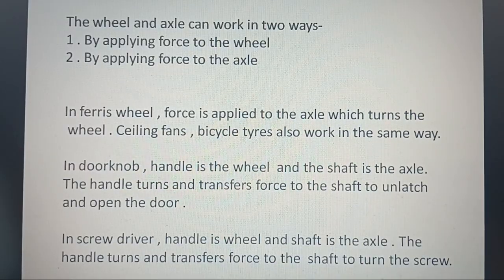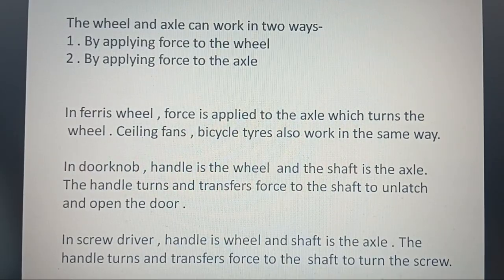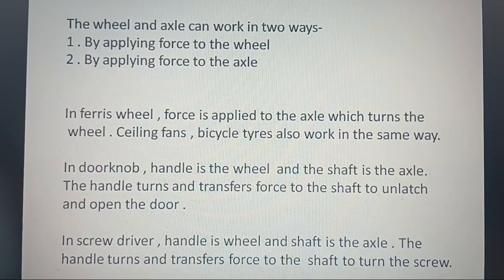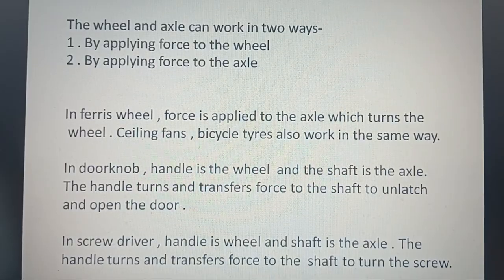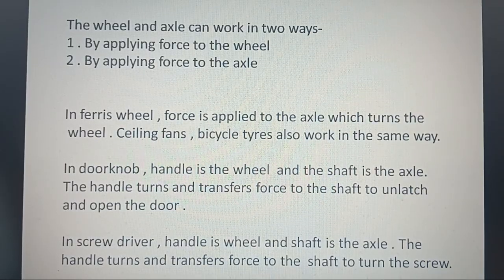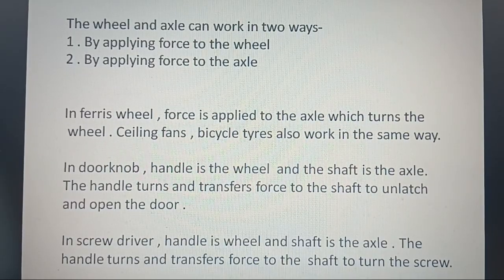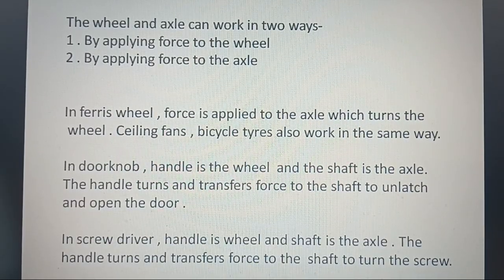In a doorknob, the handle is the wheel and the shaft is the axle. The handle turns and transfers force to the shaft to unlatch and open the door. In a screwdriver, the handle is a wheel and the shaft is the axle. The handle turns and transfers force to the shaft to turn the screw.